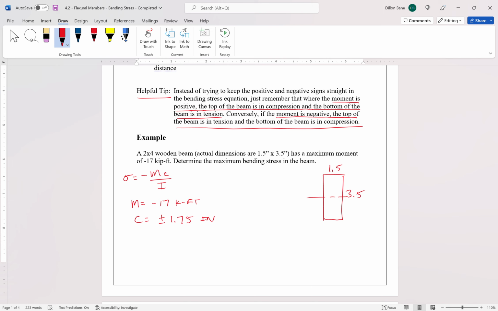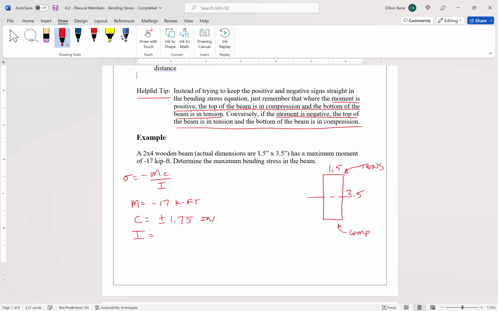because it does matter whether we're going to be in tension or compression, right? Because we have a negative moment, which means we're frowny face bending, meaning the bottom is going to be in compression and the top of this beam will be in tension, since we've got negative moment. But since C is 1.75 both ways, up and down, our maximum bending stress is going to be the same, right? We're going to have a compressive stress of whatever and a tensile stress of whatever. They're going to be the same value on the top and on the bottom, right?